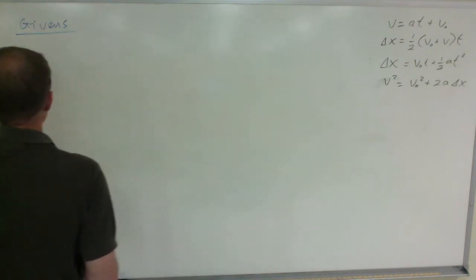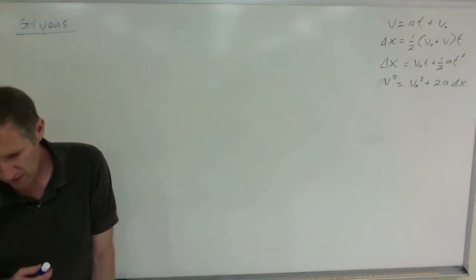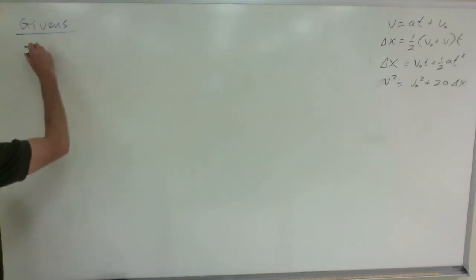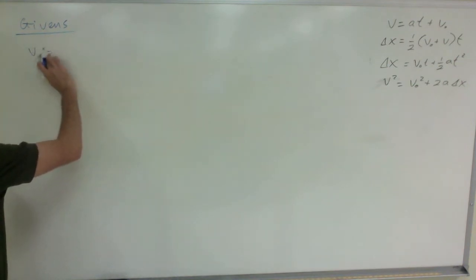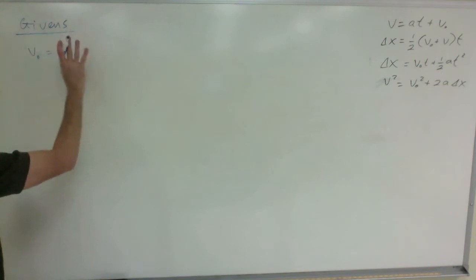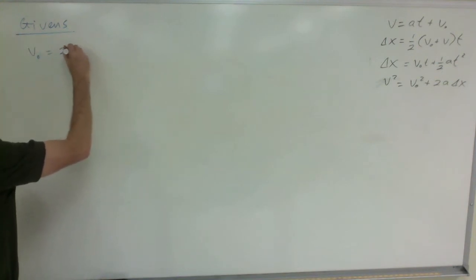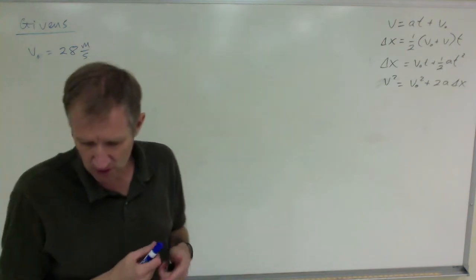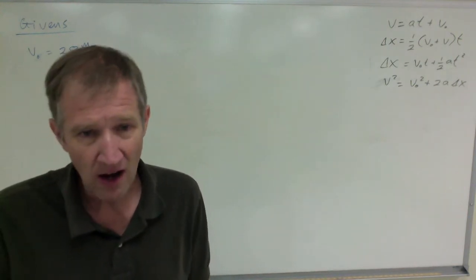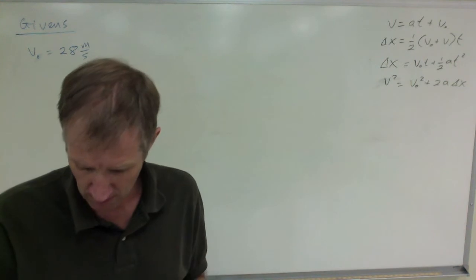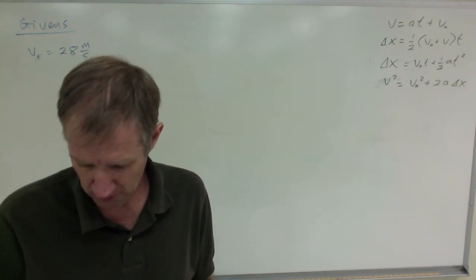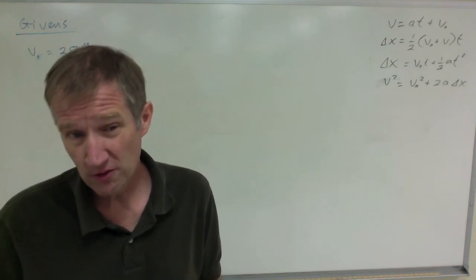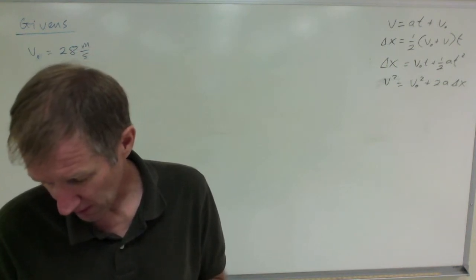Okay, so the givens. A car slows down from 28 meters per second. That's the initial velocity. So when you meet the problem, the car is traveling at 28 meters per second. It slows down to a stop at a rate of 3 meters per second every second.